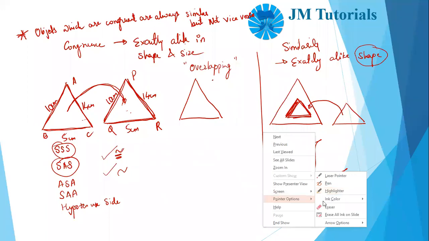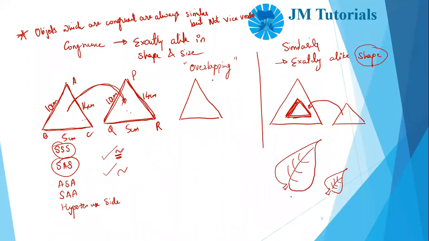Objects which are congruent will by default be similar. But objects which are similar will not necessarily be congruent. So with this, we'll go ahead and understand congruence in detail.